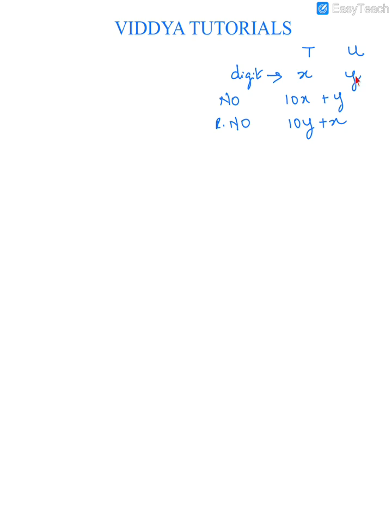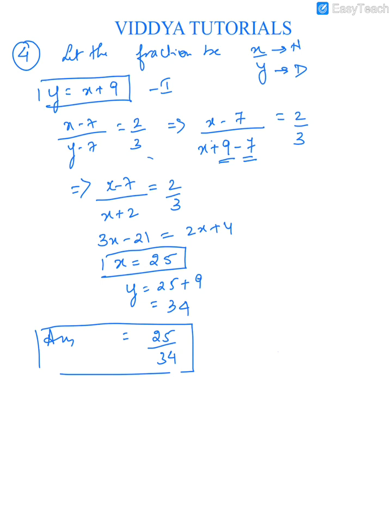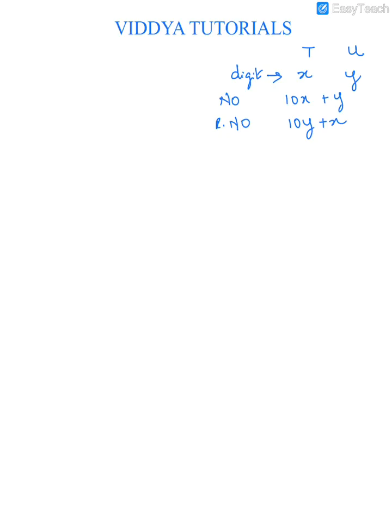I was told that the number of 2 digits exceeds 4 times the sum of its digits by 6. So a number of 2 digits. Whenever I am talking about number, what will I write? I will write 10x plus y exceeds 4 times the sum of its digits. So 4 into x plus y, plus 6.